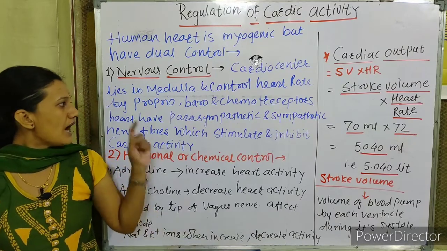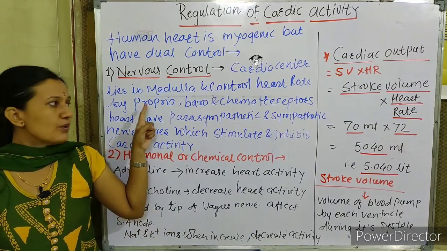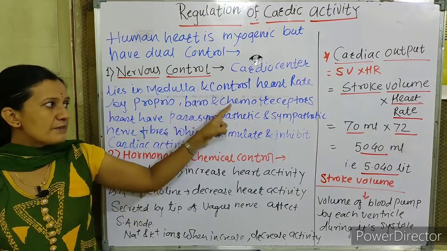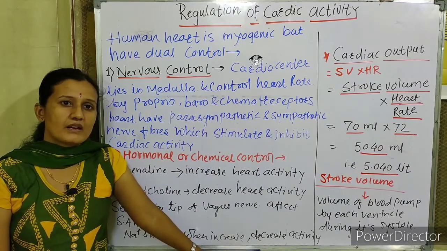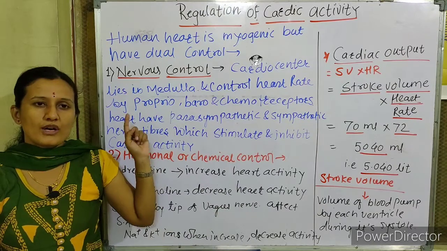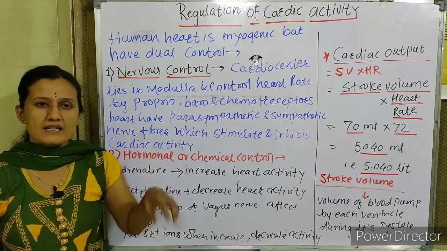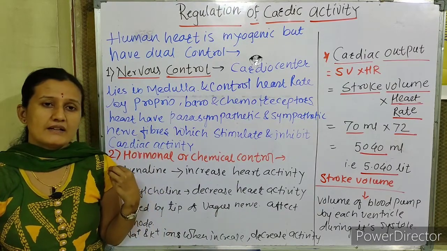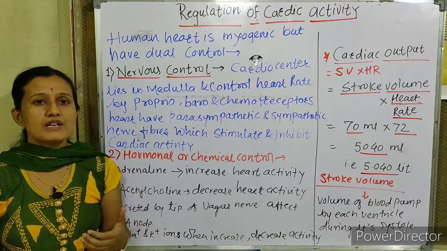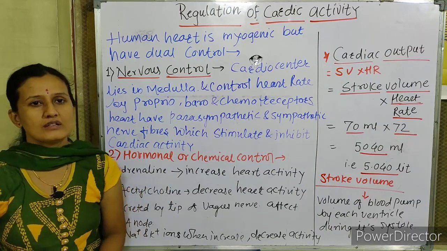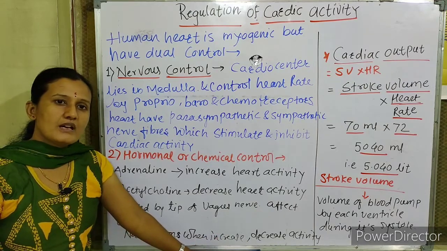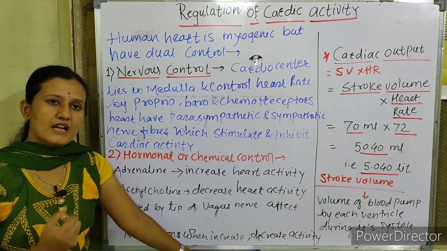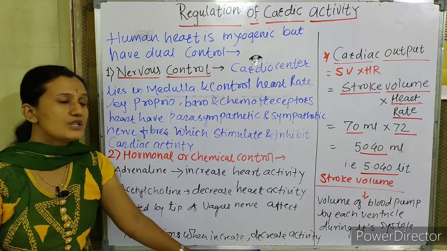It controls the heart rate by proprioreceptors, baroreceptors and chemoreceptors. Receptor means receiving cells. The medulla oblongata has sympathetic and parasympathetic nerve fibers, and those nerve fibers reach every organ, effector and receptor. Receptors mean receiving cells, effector means showing effect on the tissues.